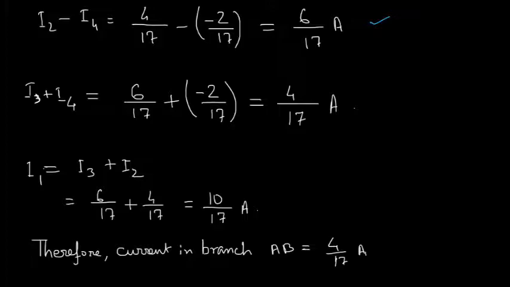Now I3 plus I4 is equal to 6 upon 17 plus minus 2 upon 17, which gives 4 upon 17 ampere. I1 is equal to I3 plus I2, that is 6 upon 17 plus 4 upon 17 is equal to 10 upon 17 ampere. Therefore, the current in branch AB is equal to 4 upon 17 ampere.